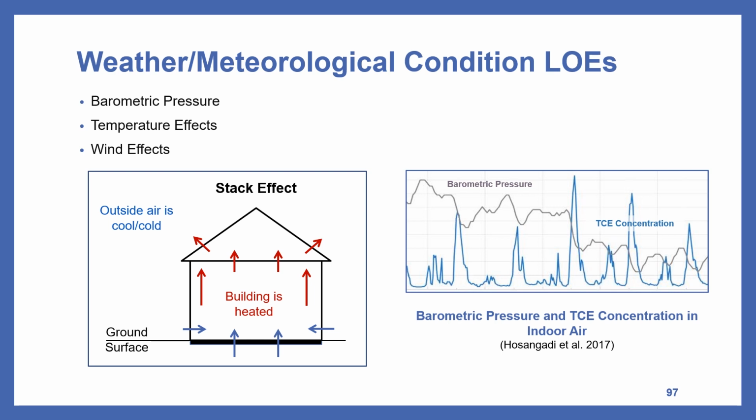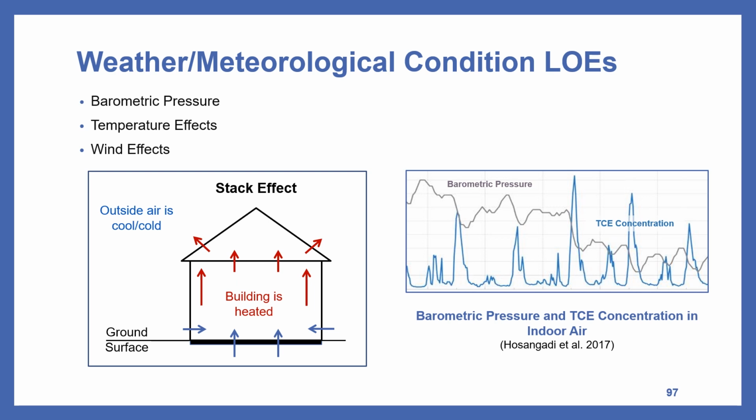On the right, we have a graph taken from one of these continuous monitoring investigations, where they've plotted barometric pressure in the gray color and TCE concentration in indoor air in a bluish color. And you can see that the TCE spikes correlate with drops in barometric pressure. These types of investigations aren't done at every site, but are often done when, with the indoor air results, it's not clear what's going on at a site, and they come in and do this as follow-up work.